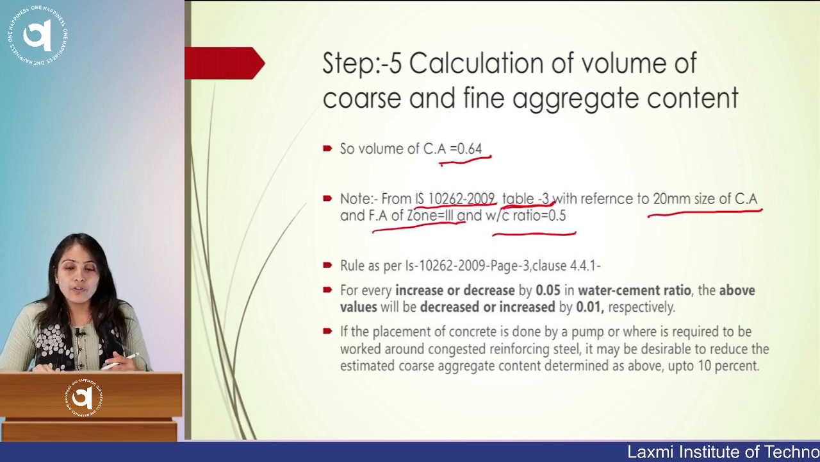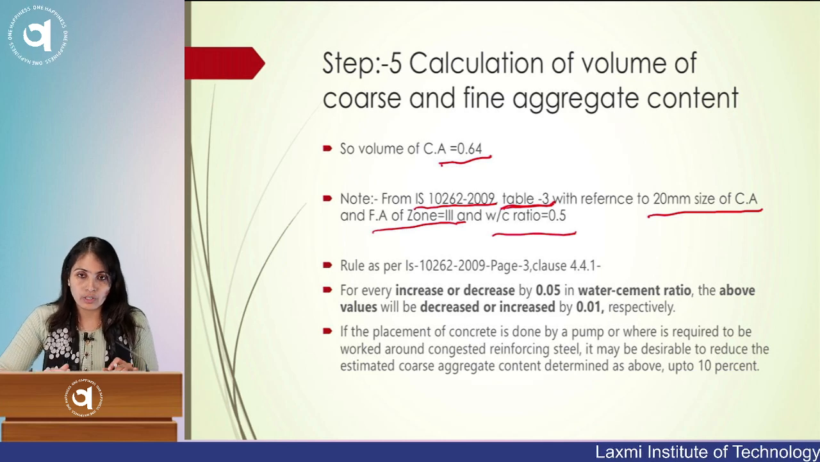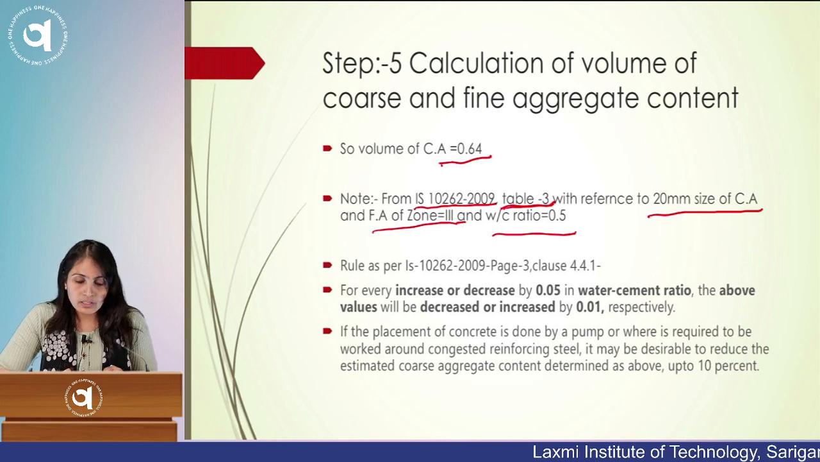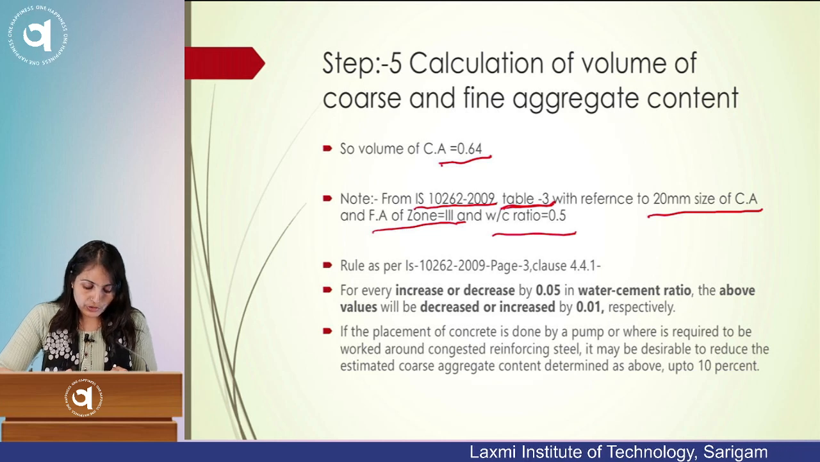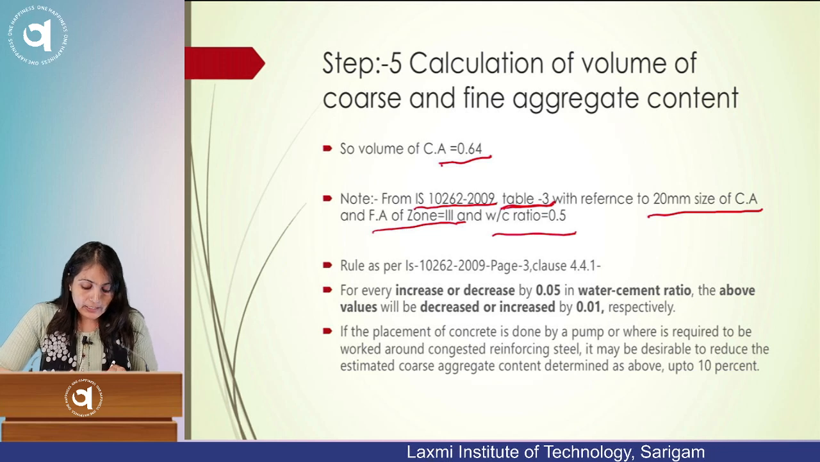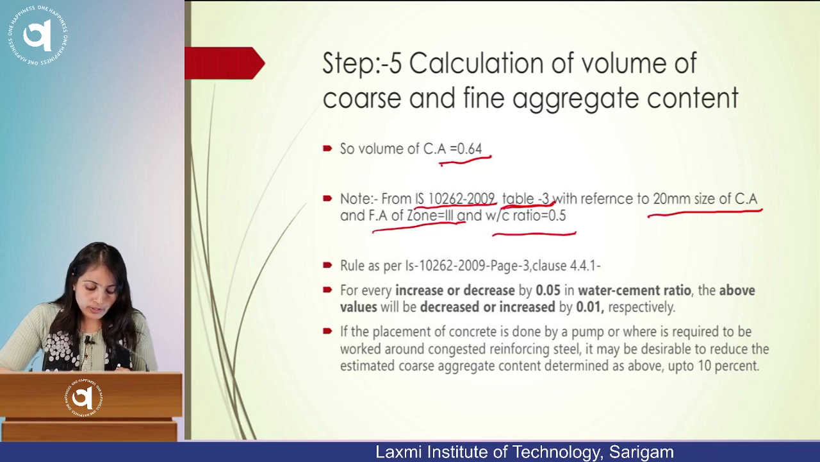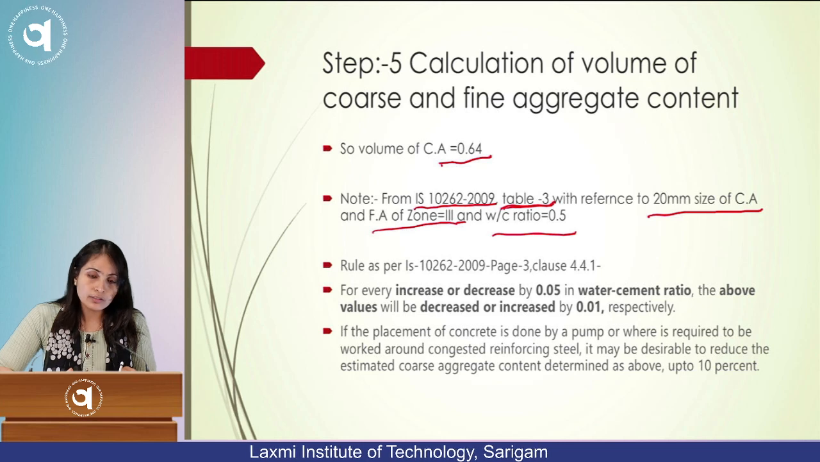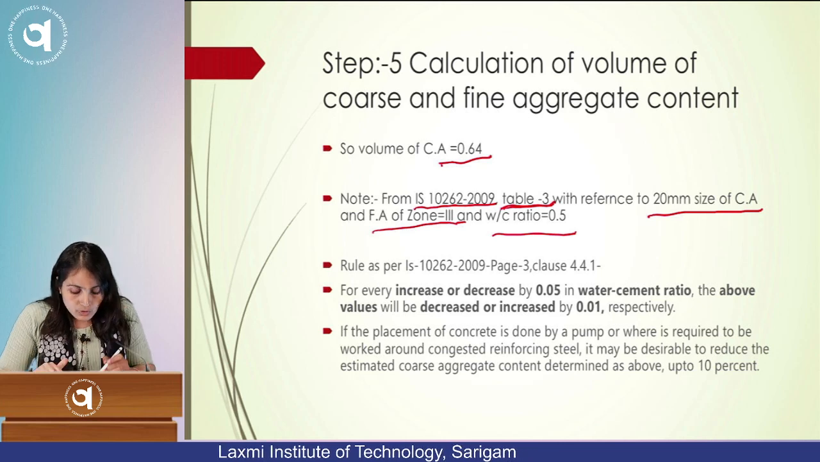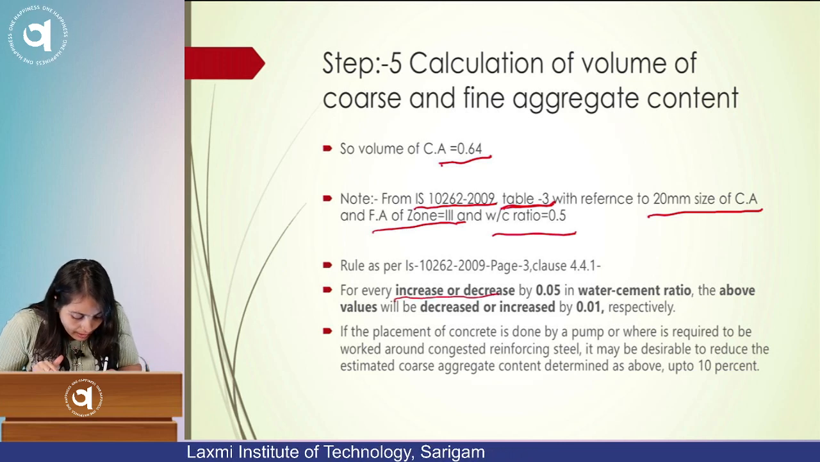Now we have some editing to do for the actual coarse aggregate. As per the rules given in the Indian Standard IS 10262:2009, page 3, clause 4.4.1, for every increase or decrease by 0.05 in water cement ratio, the above value will be decreased or increased by 0.01 respectively. So these things you need to understand.